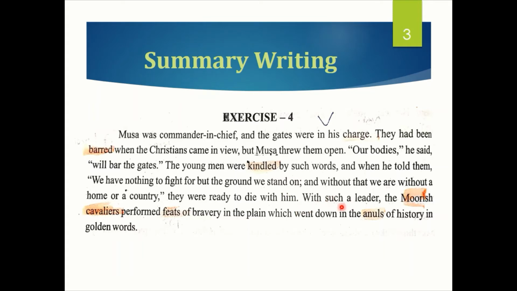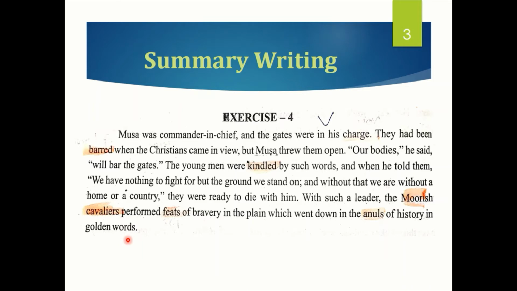With such a leader, such a brave leader, the Moorish cavaliers, the Moorish Muslim army, cavaliers means soldiers, basically these were the horsemen. Soldiers performed feats of bravery. So they performed acts of bravery in the plain, which went down in the annals of history in golden words, means in the records of history in golden words. So they made history by performing the brave acts.